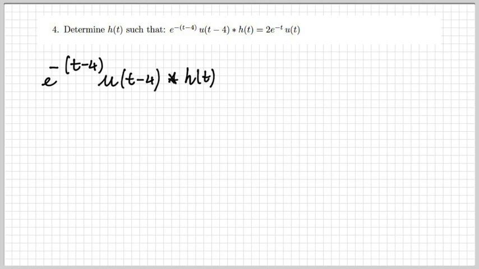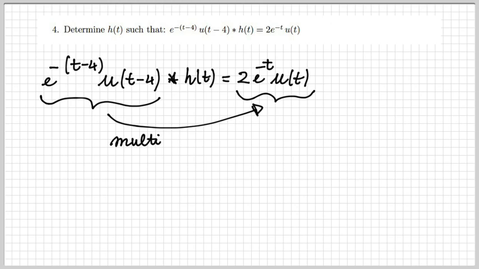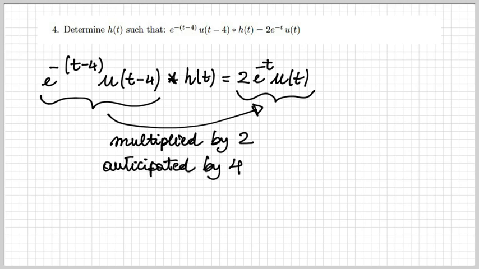So I observed that the relation between the input and the output of the system has basically two components. First, that the output is multiplied by 2, so there's a factor 2, right? Second, the output is anticipated with respect to the input by a quantity 4 in time. You see, the input is somewhat centered at time t equal 4, okay? But the output is not, it's centered at the origin.